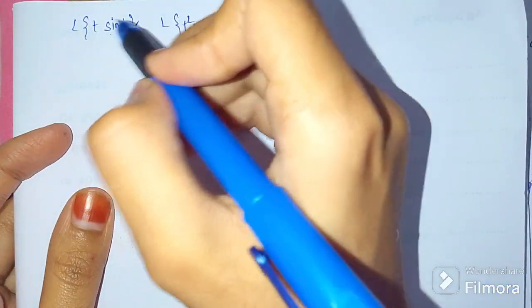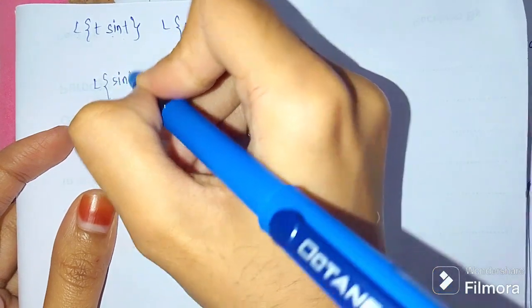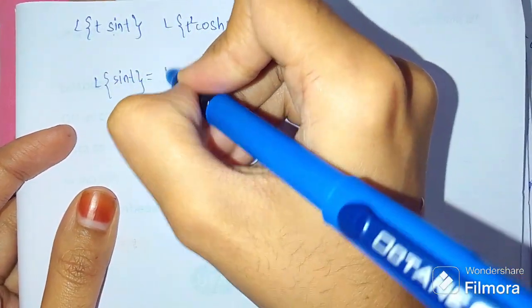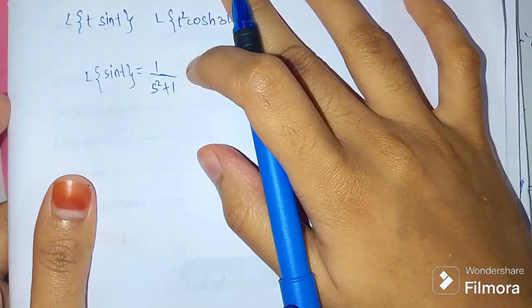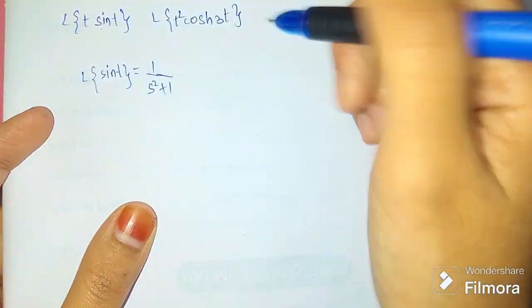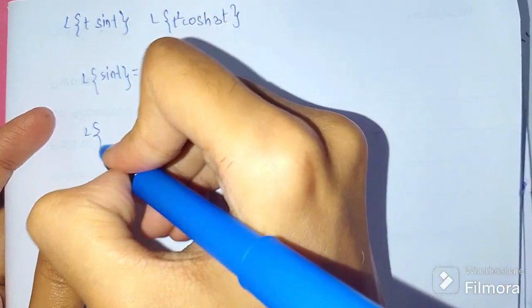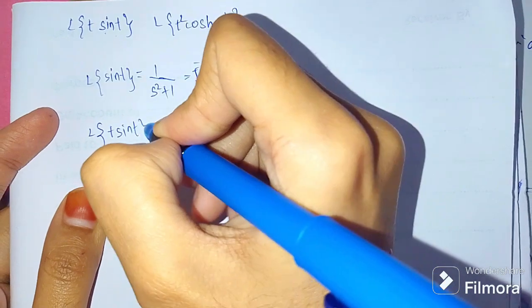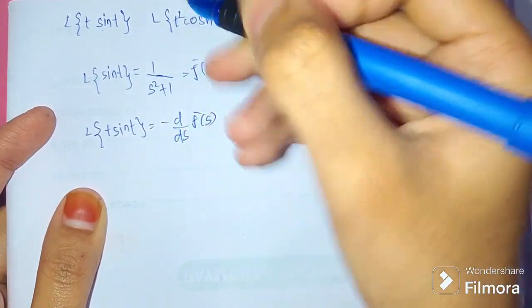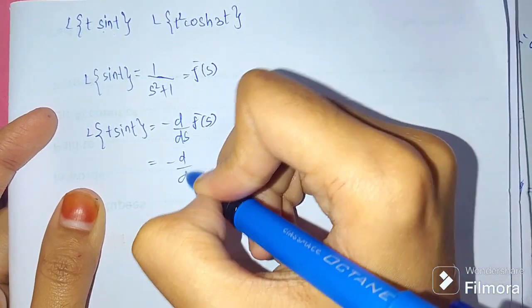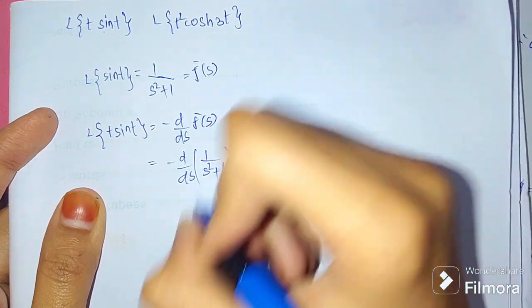First, what you should do: this is my f of t, right? Do you know the answer of Laplace of sine t? It is 1 by s square plus 1, right? So you know this. Now it is multiplying with t, so this is your f bar of s. Now what you should do is take the derivative of f bar of s, which is the derivative of 1 by s square plus 1. If you do this, you get the final answer.